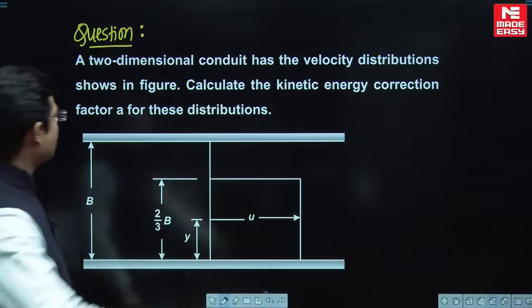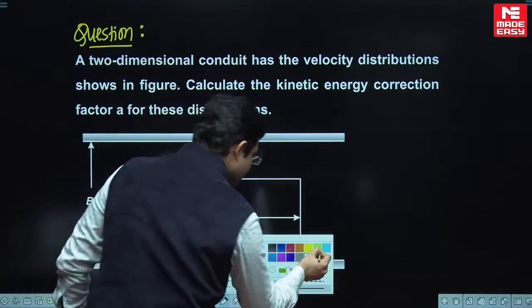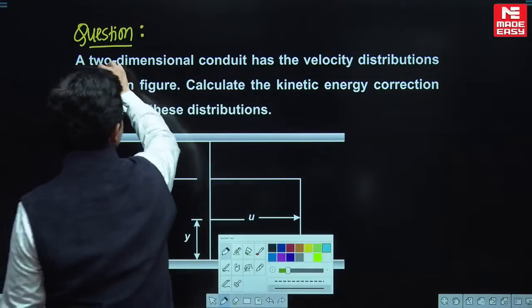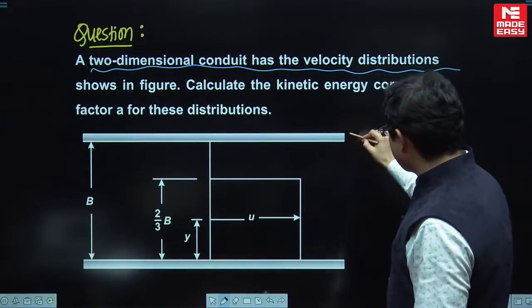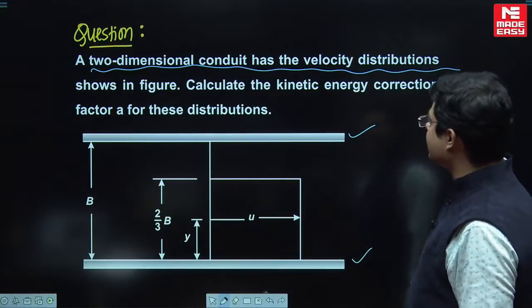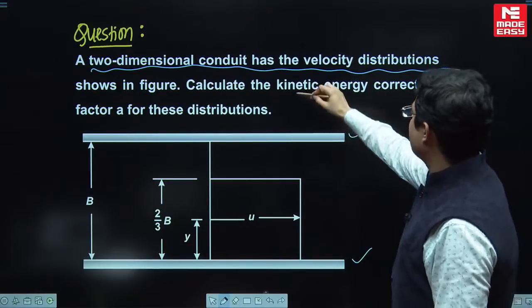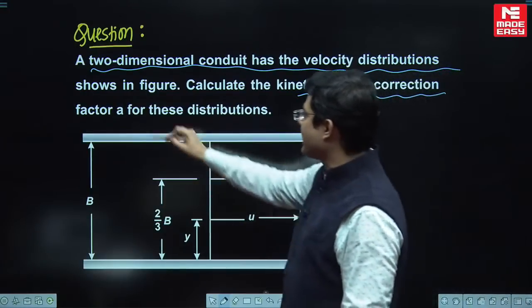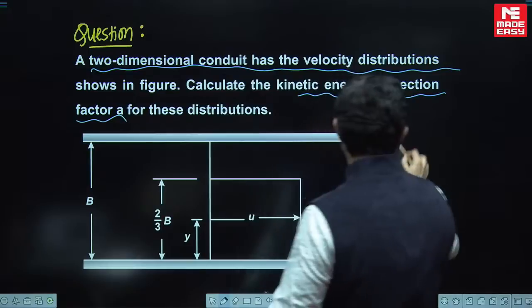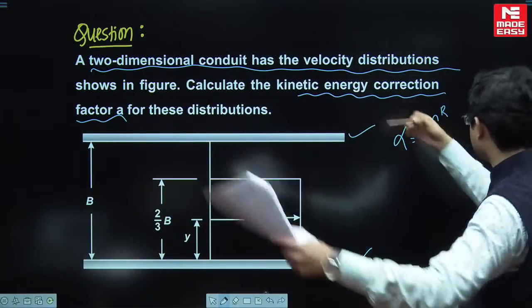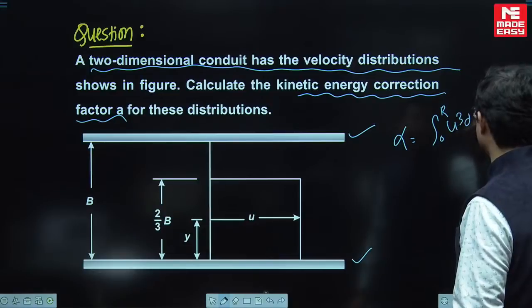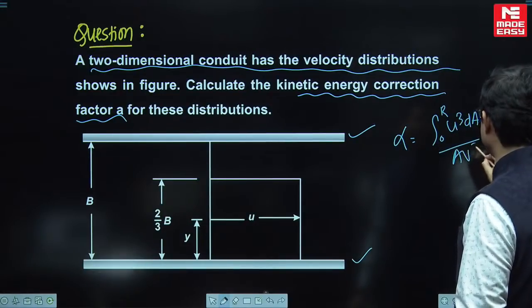Look here, a two-dimensional conduit velocity distribution is shown here. So this is a rectangular conduit, and two-dimensional. Calculate the kinetic energy correction factor. Oh my God, kinetic energy correction factor. If you remember, for a circular pipe it is integration 0 to r of u cube dA divided by A V cube.